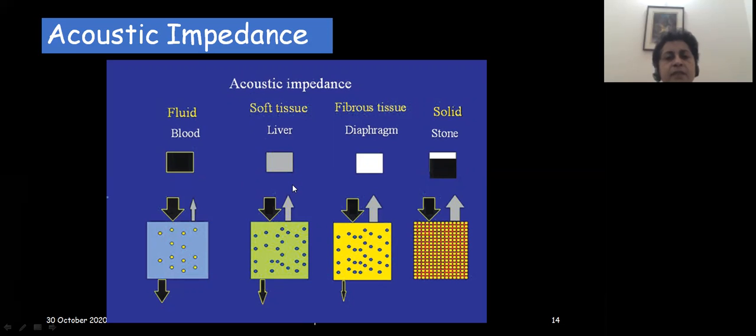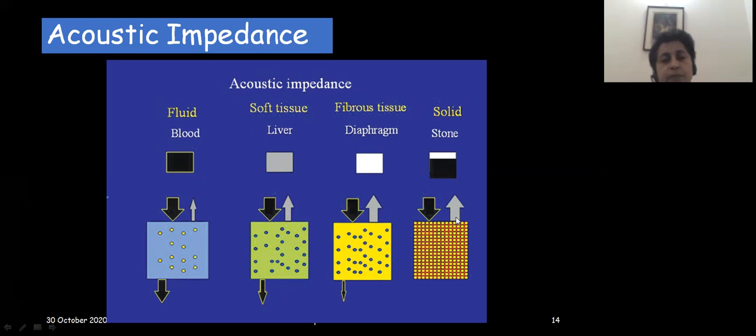Now, if an ultrasound beam enters a liver, a lot of it is absorbed and attenuated. There is some amount of reflection. The reflection increases as the tissue gets tougher. So in a diaphragm, very little is absorbed and sent through, and there is a lot of reflection. But bones and stones reflect almost completely.